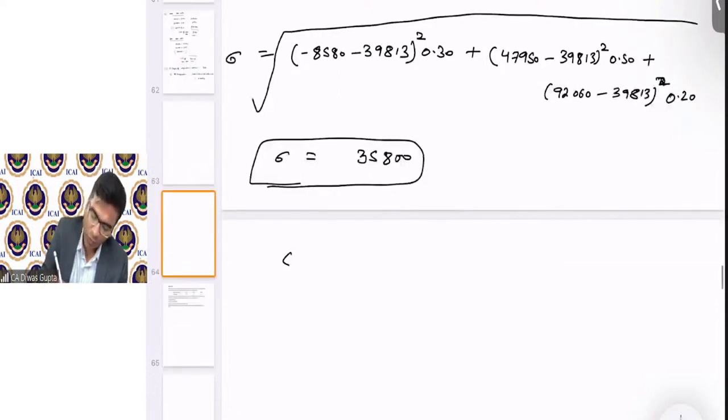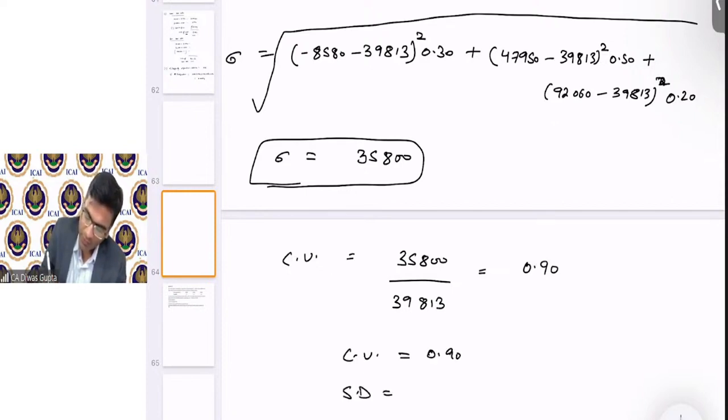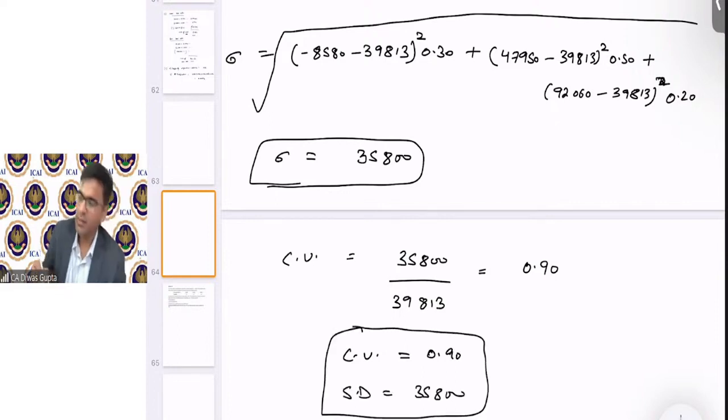Can we calculate the coefficient of variation? Yes. We have standard deviation. We have mean. So 35,800 divided by 39,813. This gives us 0.90. So the coefficient of variation is 0.90 and standard deviation is 35,800. This is what has been asked in this part.